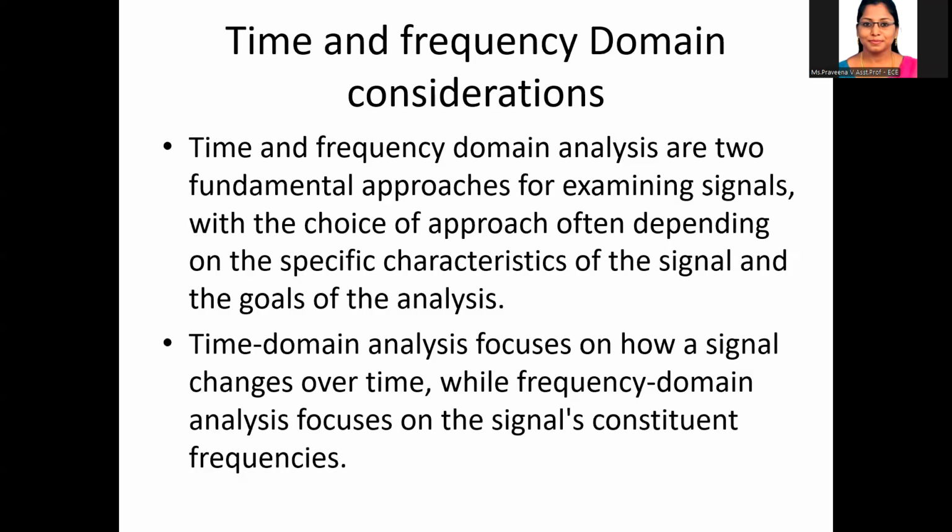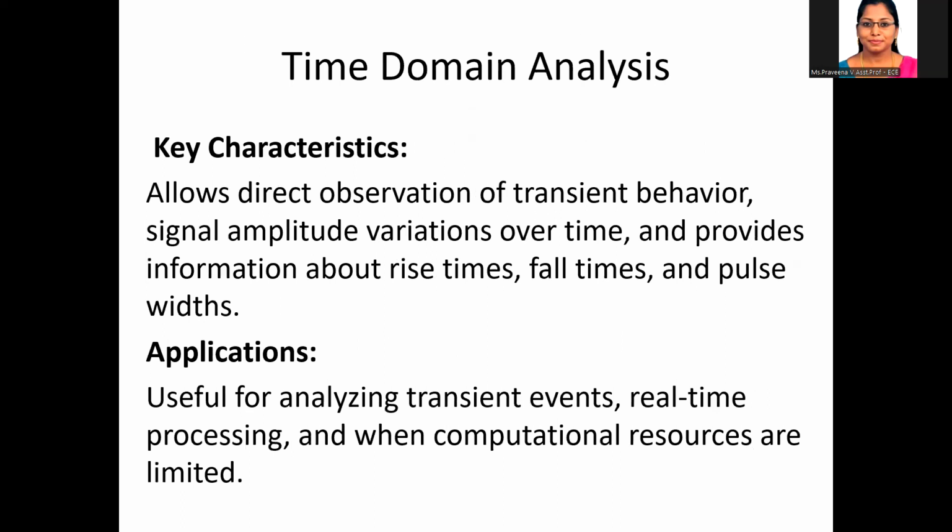The important parameters in time domain analysis are rise time, that is how the signal varies from 0 to its final value, peak time, Tp, settling time, Ts, and overshoot, Mp. It is also used to determine the steady state error. These are the key features. As for applications, it is very useful for analyzing transient events, in real time processing, and when computational resources are limited.